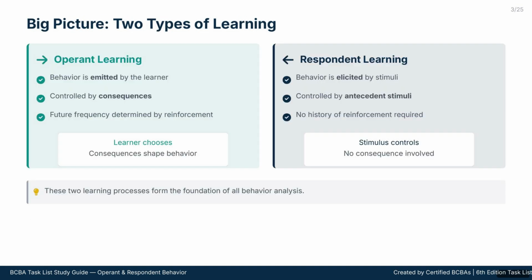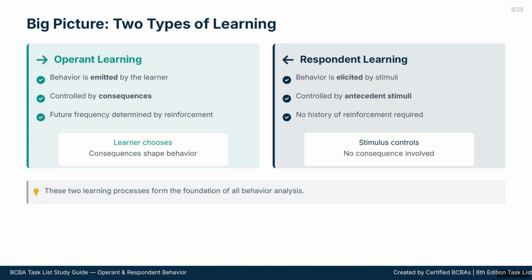At a high level, there are two primary types of learning in behavior analysis. Operant learning involves behavior that is emitted by the learner and shaped by its consequences. The learner actively engages with the environment, and future behavior is determined by reinforcement or punishment.